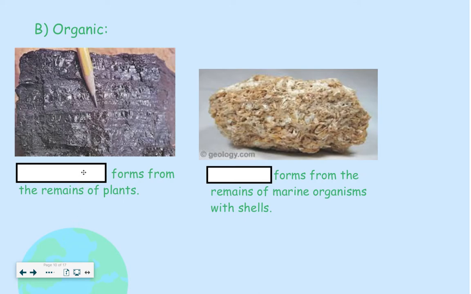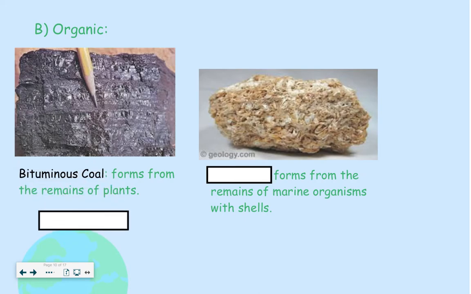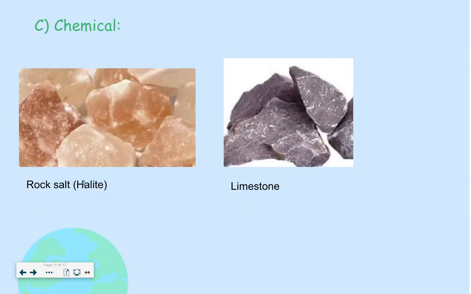Your organic rocks are bituminous coal, which forms from the remains of plants, and limestone, which formed from the remains of marine organisms with shells. Chemical rocks include rock salt or halite, and again, limestone. Limestone is a compound called calcium carbonate, and if the calcium carbonate precipitates out of water, it's chemical limestone. But if it was first secreted by an animal in order to create a shell, then we call it organic limestone. But limestone is all calcium carbonate.